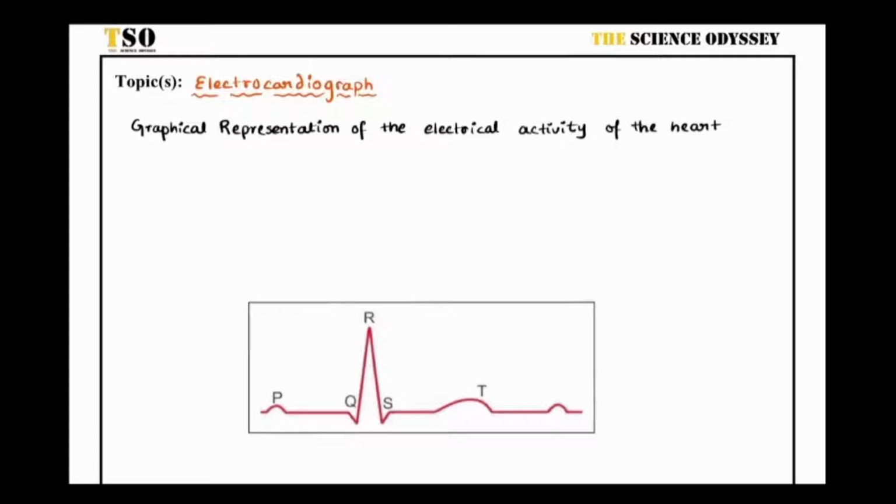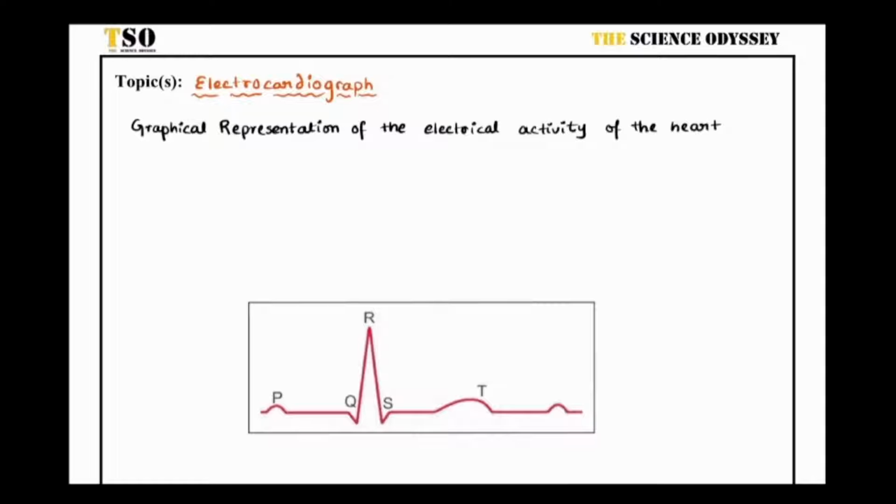Okay, so we have already talked about the cardiac cycle, and now we're going to relate the cardiac cycle, the activity of the heart, through a graphical representation, which is also referred to as the electrocardiograph in medical terms. So it is a graphical representation, like I said, of the electrical activity of the heart.